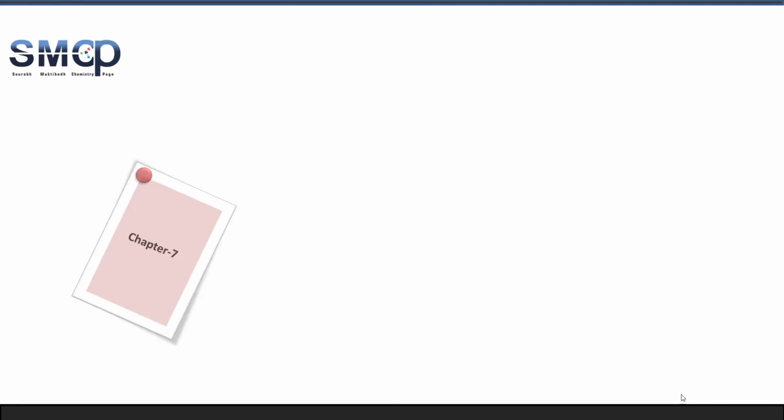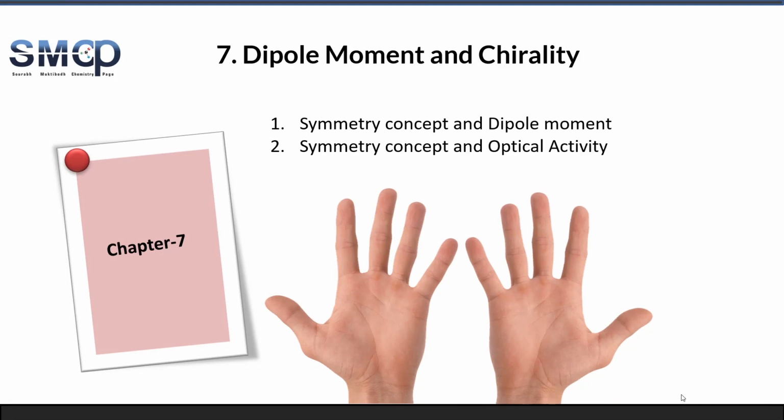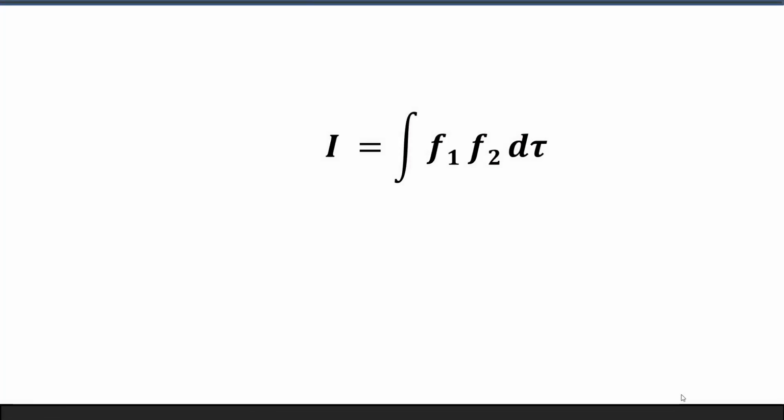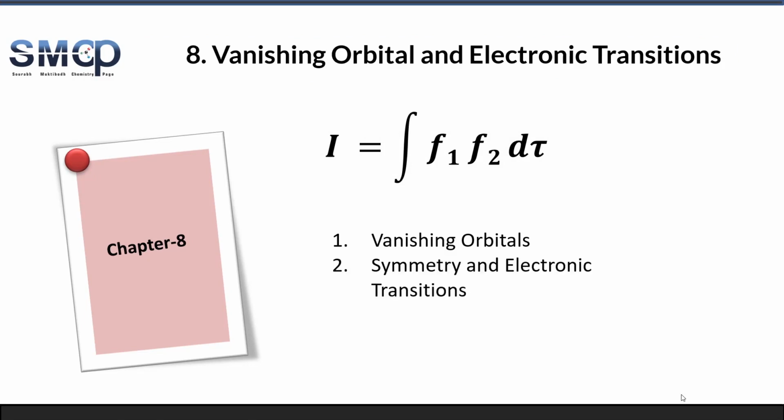Chapter 7 is about dipole moment and chirality, how the symmetry concept can be associated with dipole moment and optical activity, described in videos 1 and 2. When it comes to chapter 8, we talk about vanishing orbitals and electronic transitions. There are two important videos on how to decide the vanishing orbitals in terms of the symmetry concept, and on electronic transitions. That is a key component of chapter 8, very important indeed.